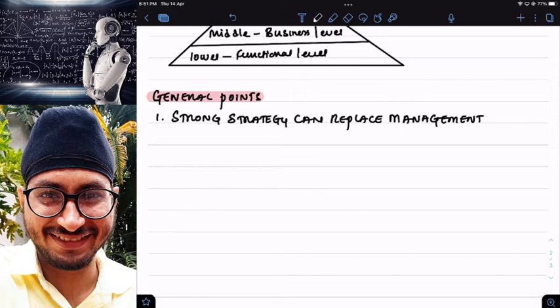This statement is incorrect. Clear? Why, sir? Because strategy is also required, management is also required. Sir, if management is not there, who will implement the strategy? So strategy cannot replace management. Management also cannot replace strategy. Both are an equal part of a business.